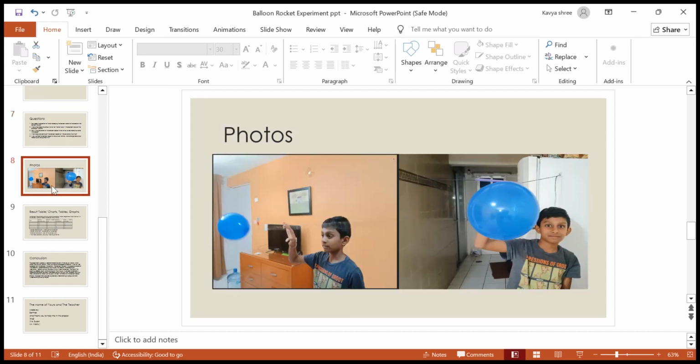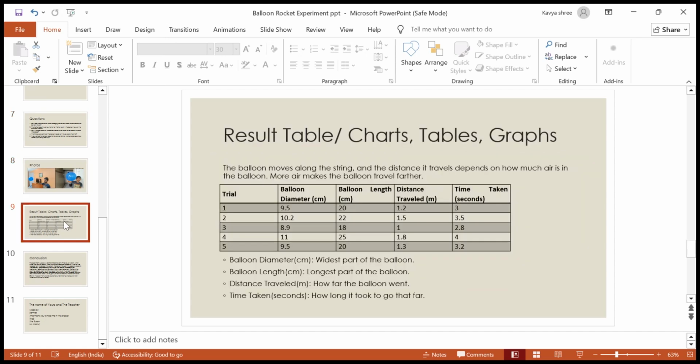And here are the pictures I took. And here is the result table, or charts, tables or graphs. The balloon moves along the string and the distance it travels depends on how much air is in the balloon. More air makes the balloon travel further.